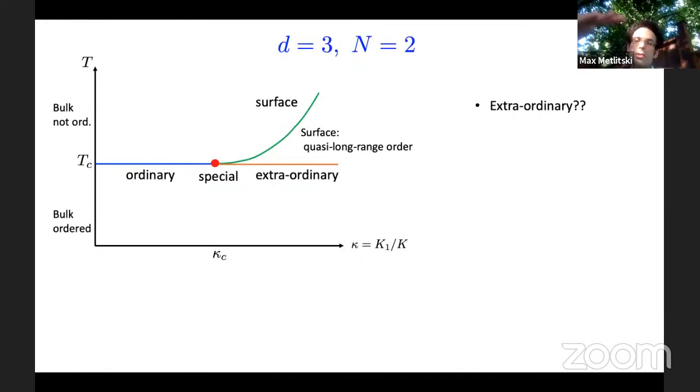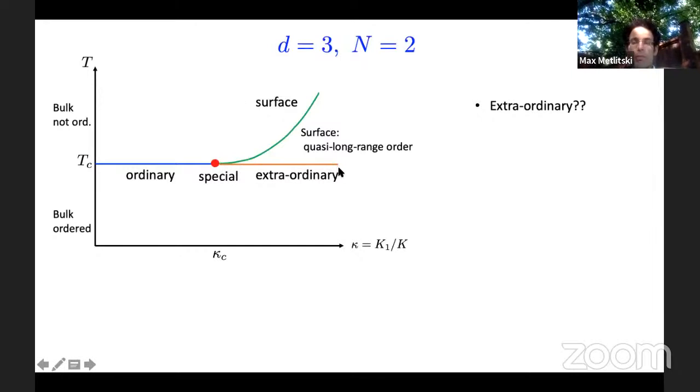In 2 dimensions, we know that with xy spins, we cannot have true long-range order. We can only have quasi-long-range order. So when we go to a region with large surface coupling and start lowering the temperature, we enter a phase not with true long-range order, but with quasi-long-range order. The 2-point function of the spins on the boundary falls off as a power law, and this surface transition is a Kosterlitz-Thouless transition. Okay, so that's well understood. However, the question I'd like to ask is, what happens at this extraordinary transition?